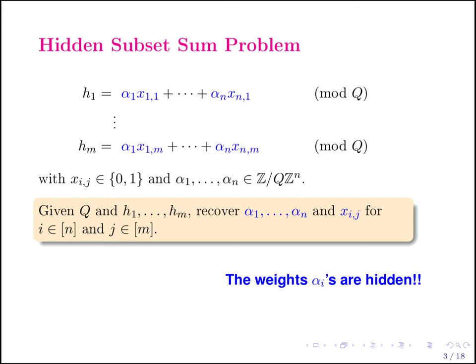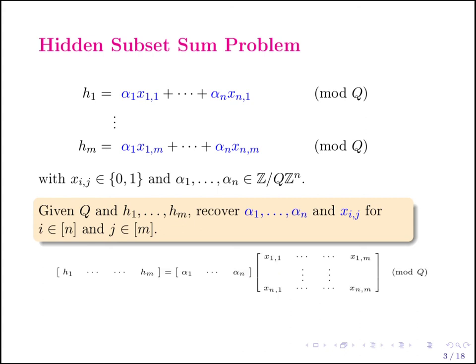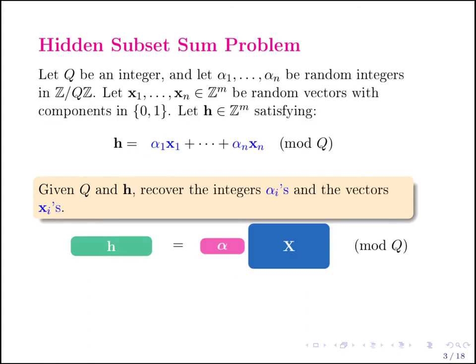Indeed, we can rewrite this modular system using vectors in this way. More formally, in the hidden subset sum problem, we consider n integers alpha 1, ..., alpha n, defined mod q, and n binary vectors x1, ..., xn, which have length m. We call h the samples vector, satisfying this vectorial equation. And the problem is the following: given the modulus q and the samples vector h, recover both the hidden weights alpha i's and the binary vectors x i's. In this talk, I will usually consider the vectors as row vectors and denote by capital X the matrix whose rows are the x i's. Then X is a binary matrix.